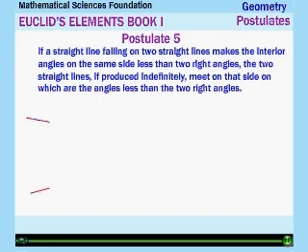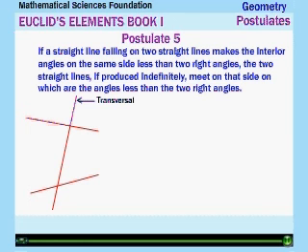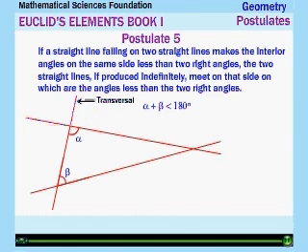What it states is that if a straight line falls on two straight lines, we call such a straight line the transversal, and makes the interior angles on the same side of the transversal less than two right angles, that is, the sum of the interior angles on one side of the transversal is less than 180 degrees, then the two straight lines, if produced indefinitely, meet on that side on which the angles are less than two right angles.